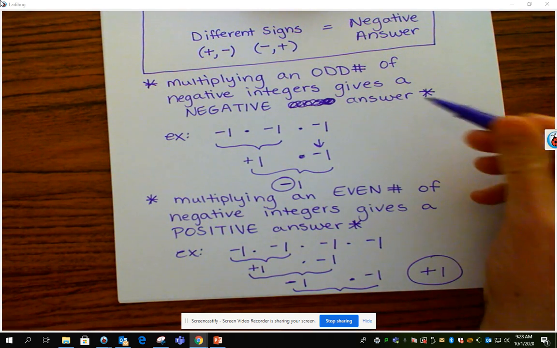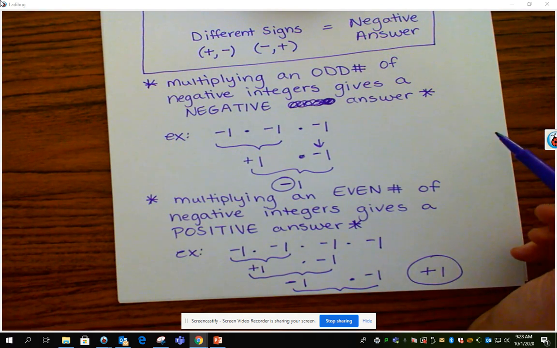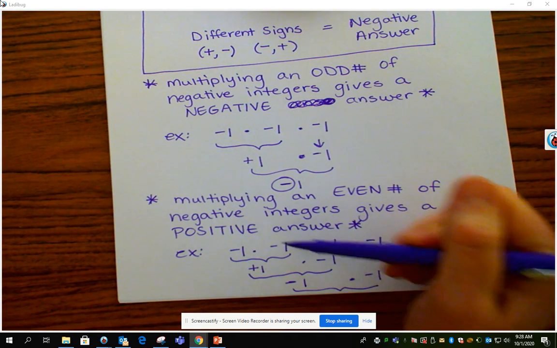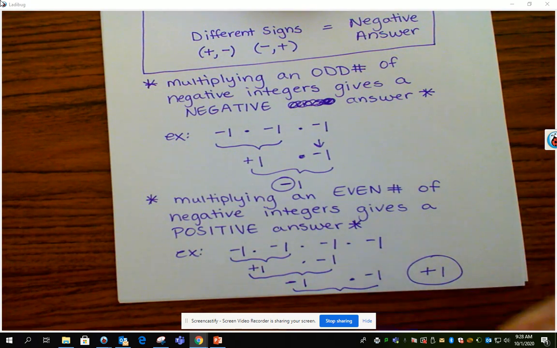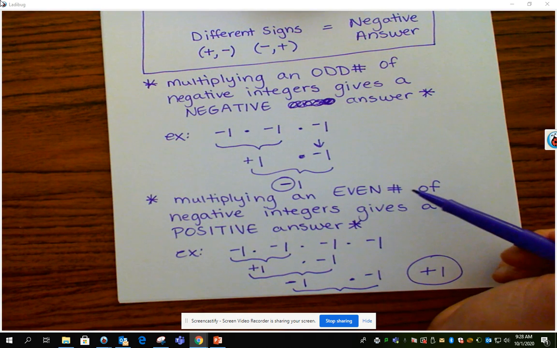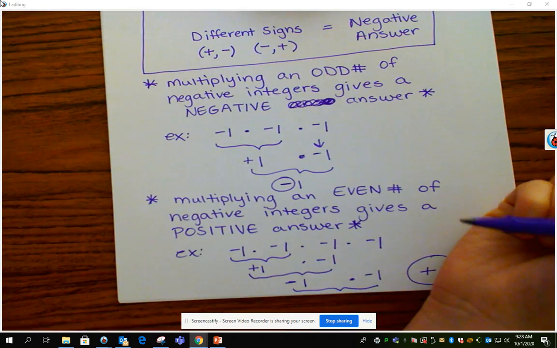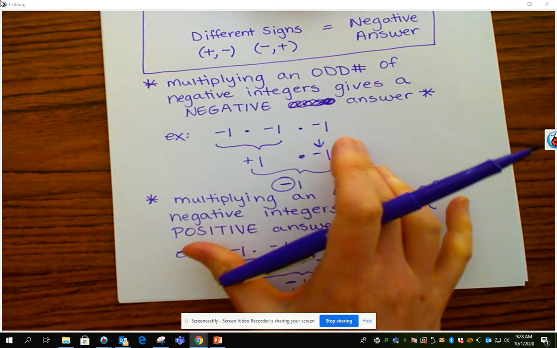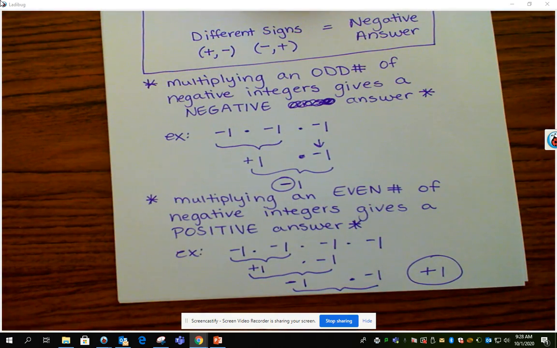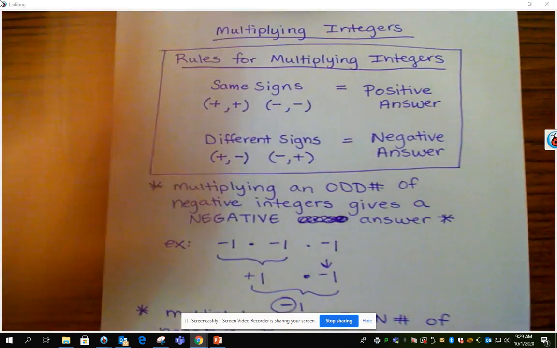Okay, so the reason that we have these rules is sometimes you'll be given a long string of integers, probably all different numbers. And if you don't want to have to go through all these steps to try and figure out what your final sign was, you could just count how many negative integers. If they're even, you'll know your final answer is positive. If they're odd, you'll know your final answer is negative. So these are just kind of shortcuts. Okay, so let's go and do some examples now. Let's apply these rules.